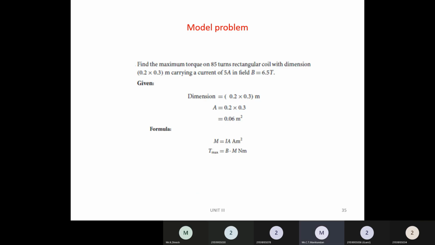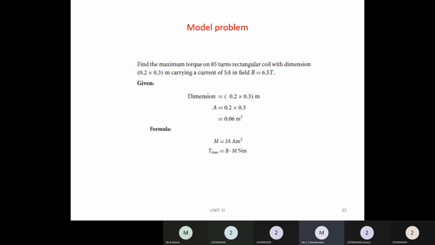Then the next model problem we can see is with the torque. What is the maximum torque on an 85 turns rectangular coil with dimensions 0.2 cross 0.3 meter, carrying a current of 5 amperes? The field B is equal to 6.5 T. Tesla, capital T is Tesla there. If the magnetic flux density is given with capital T, it is Tesla. So we want to find out T max.